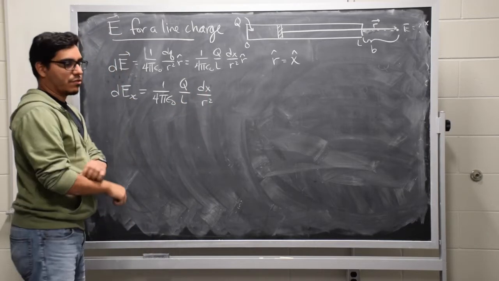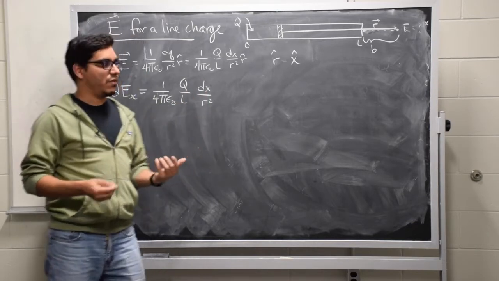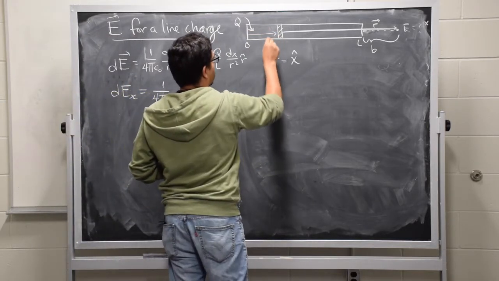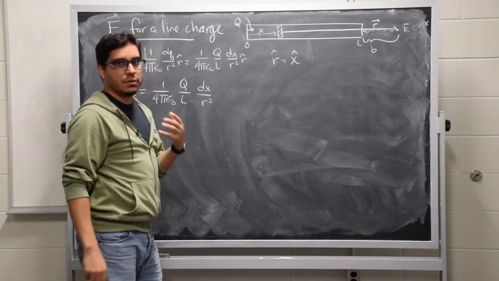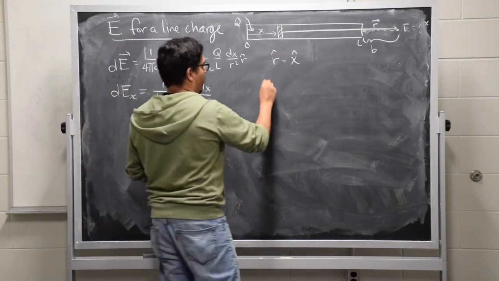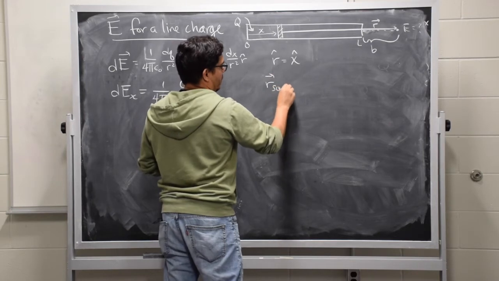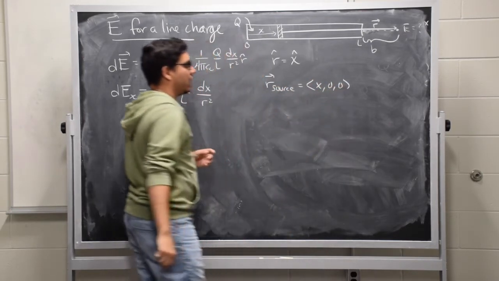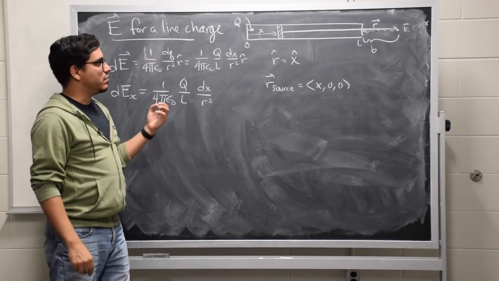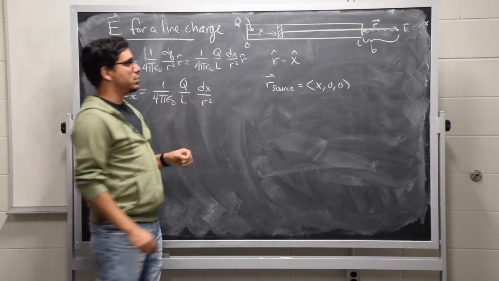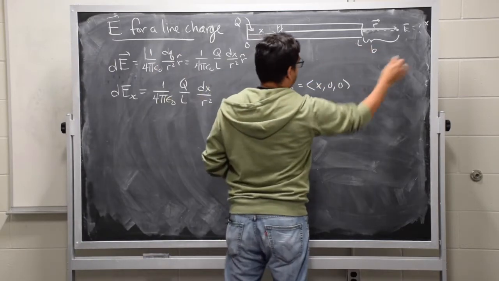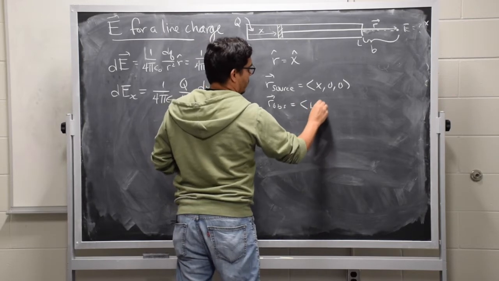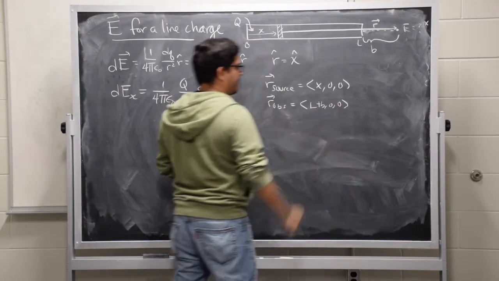I still left the r squared in there because we need to figure out what that separation vector is. If we're looking at where the source is, just along this line, it is a distance x away from the end, just like in the last video, an arbitrary location for the source at some distance x from the end. Now the observation location is a distance L plus b away from the origin. It's the full length of the rod plus a little bit more.